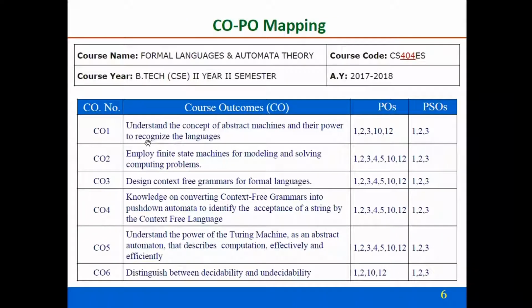For this course, I have listed the relevant POs. For example, here CO1 maps with PO 1, 2, 3, 10, 12, then PSOs 1, 2, 3. I will explain how this is related to particular POs and PSOs. Here, first you have to read the course outcome. The course outcome is: understand the concept of abstract machines and their power to recognize language. Here abstract machines and computational mathematical models are involved in this course outcome. So computational and mathematical knowledge is required.